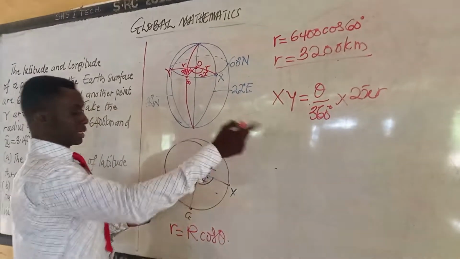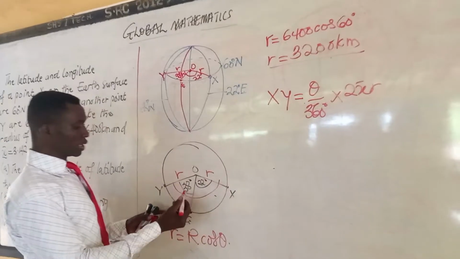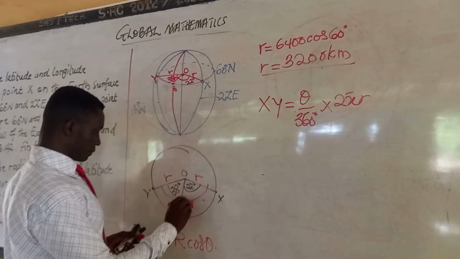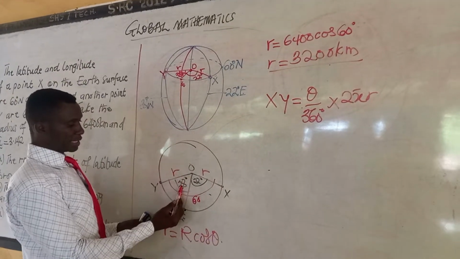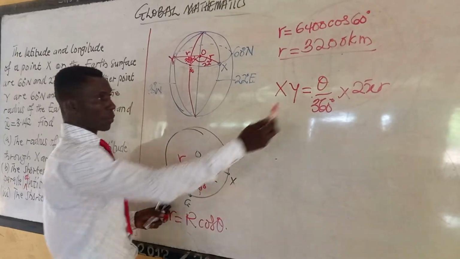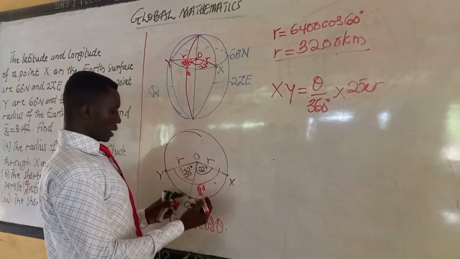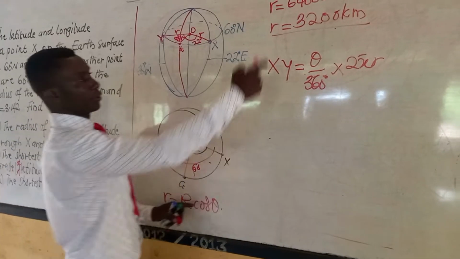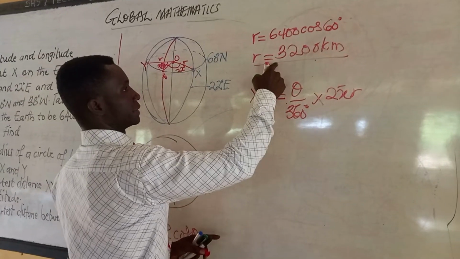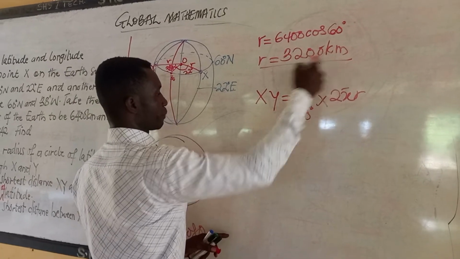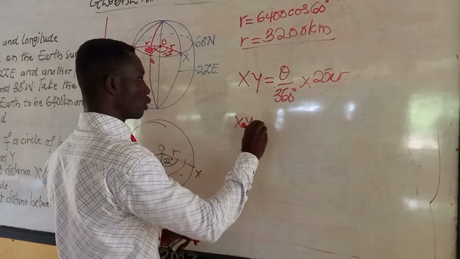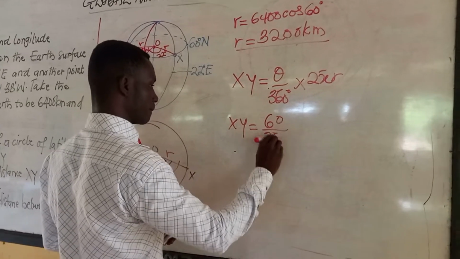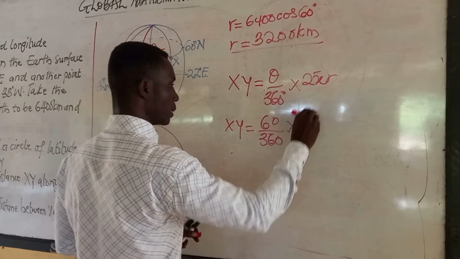And how do we get the angle? The whole of this angle will be 38 plus 22, and that gives 60 degrees. So our theta is 60 degrees. And our small r is capital R cos theta, which is 3,200 kilometers. So XY will be equal to theta, which is 60 over 360 times 2 times pi.